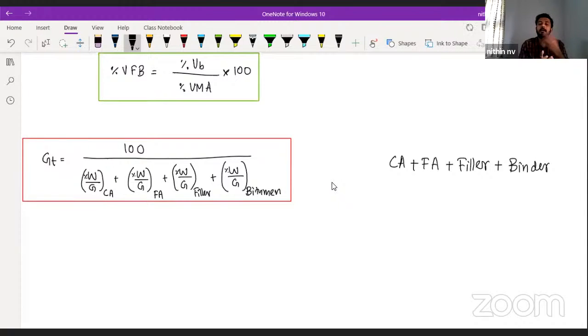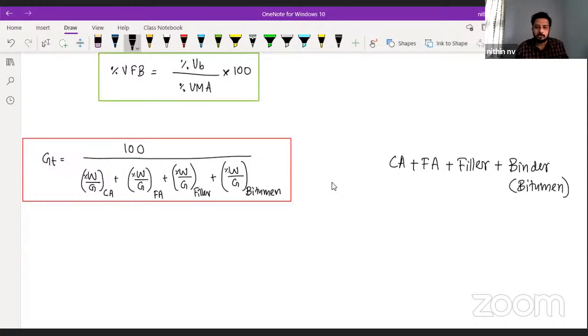Nothing but to bind the aggregates: coarse aggregate, fine aggregate, filler. If we are using a concrete mix, as in RCC which you will study, we use water to mix the fine aggregate, coarse aggregate, cement and all. Here we are using a bituminous binder. In the bituminous mix design, we are using bitumen as the binder.